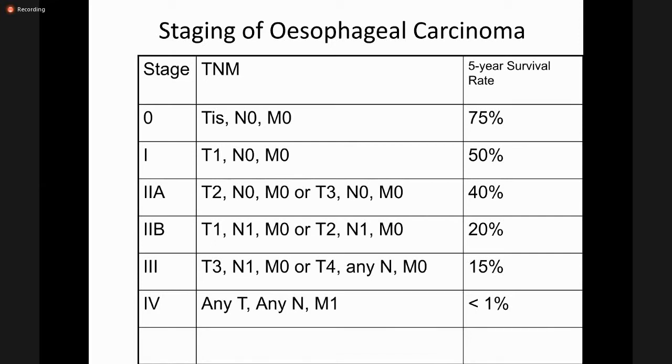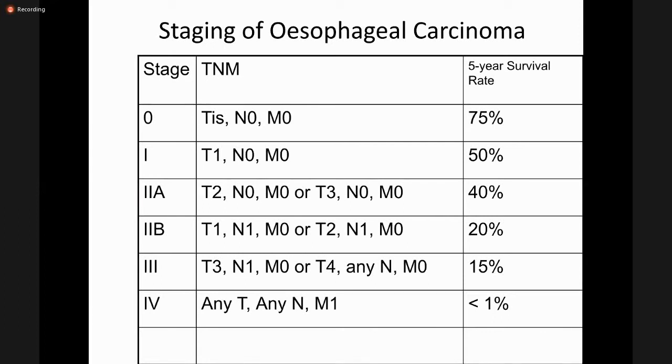And then stage 3. In stage 3, the T is 3, like the adventitia is involved, and the node is also involved. Or local metastasis is there, the surrounding tissues like the trachea and other lymph nodes are involved. Trachea is involved, or maybe vessels are involved, and no node. Even then, it is a stage 3. And the survival decreases to 15%.